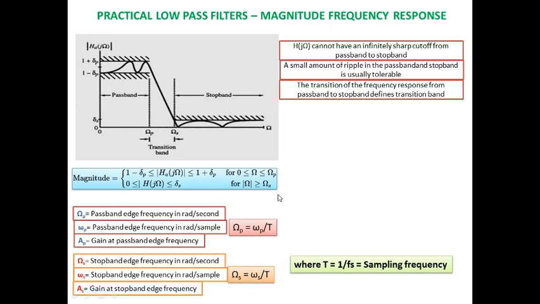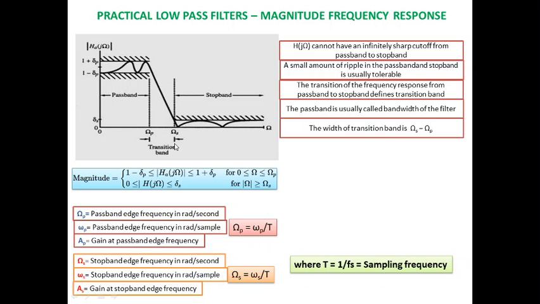The transition of the frequency response from the passband to stop band defines a transition band. So this region is called the transition band, and the difference omega S minus omega P represents the width of the transition band. Similarly, the passband is usually called the bandwidth of the filter. So this passband difference in frequency, omega P minus 0, which is omega P, is called the bandwidth of the filter.